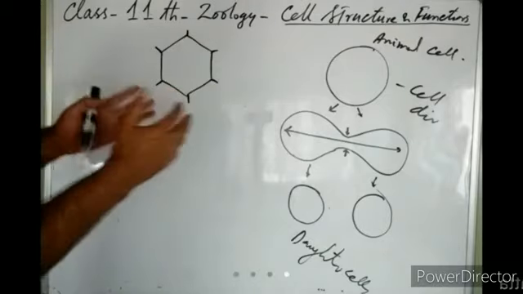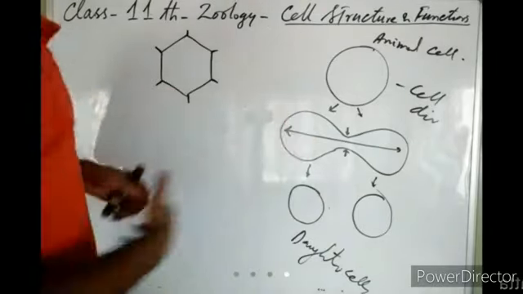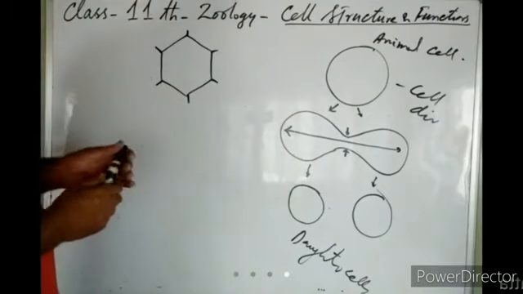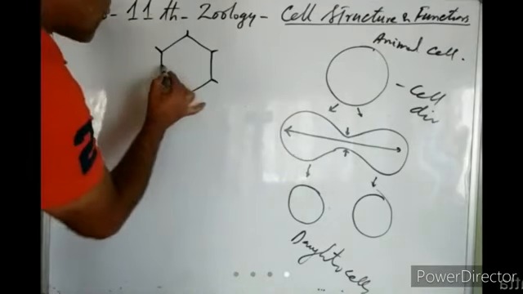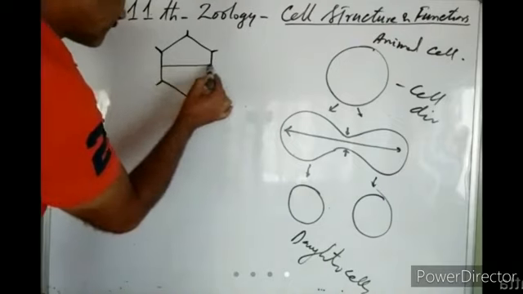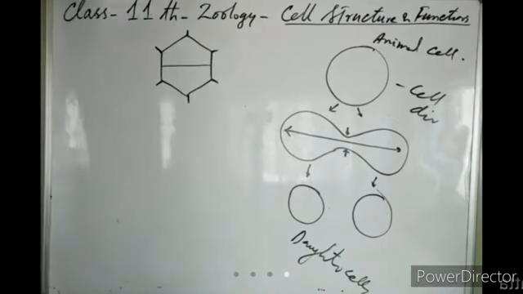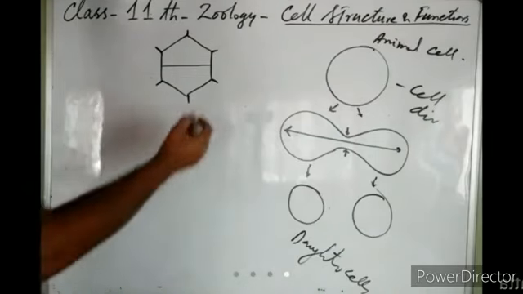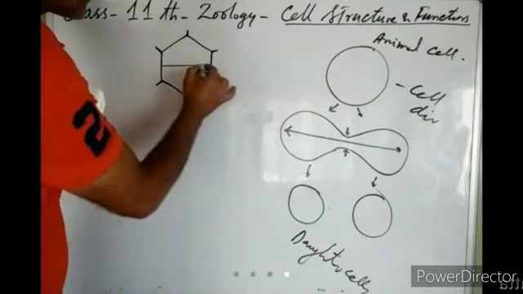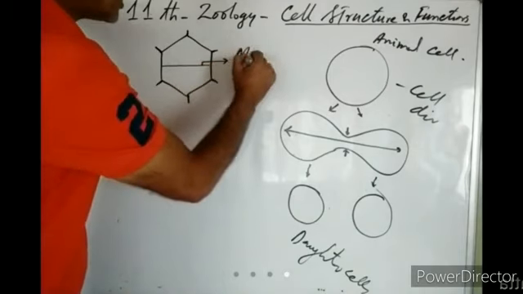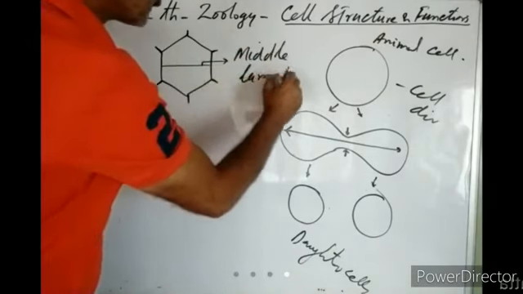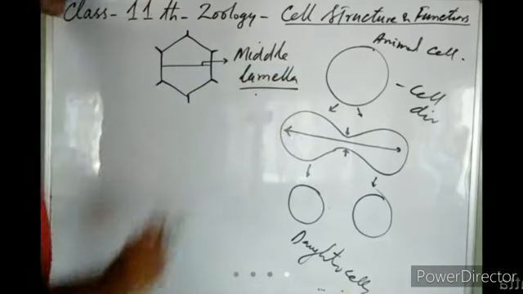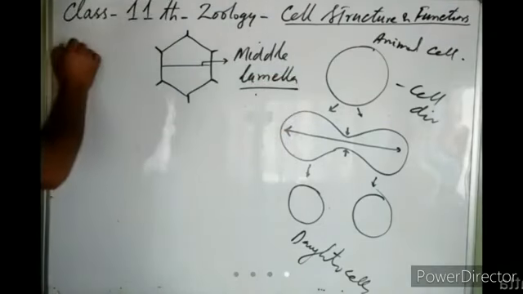These plant cells do not divide by forming a constriction. Instead, in the center of the plant cell at the time of cell division, a partition is laid. This partition is known as the middle lamella. So at the time of cell division, in the center of a parent cell, this is a parent cell.